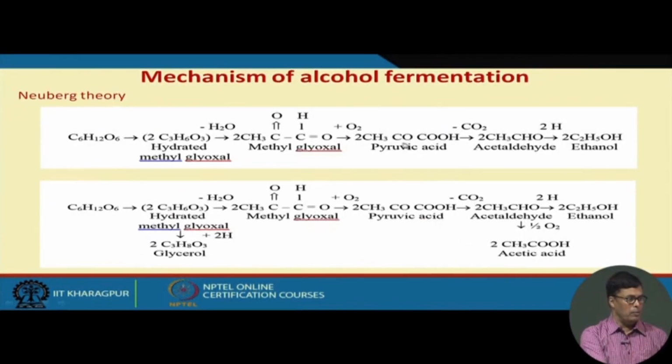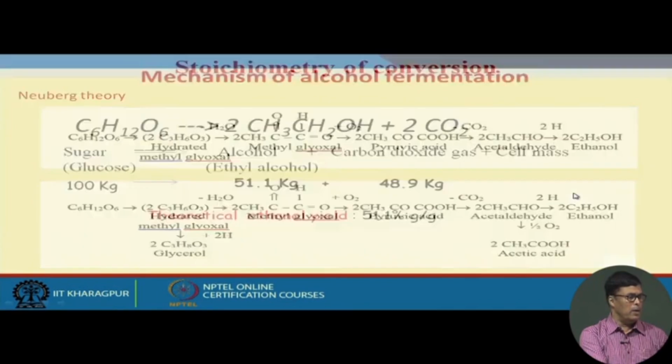But the Embden-Meyerhof pathway I don't need to elaborate, because we know that in the Embden-Meyerhof pathway, 1 mole of glucose is converted to 2 moles of pyruvic acid, and then the same procedure is used, that is, under decarboxylation reaction we produce the acetaldehyde, which on further reduction produces the ethanol.